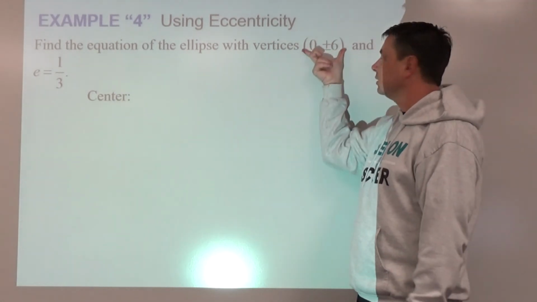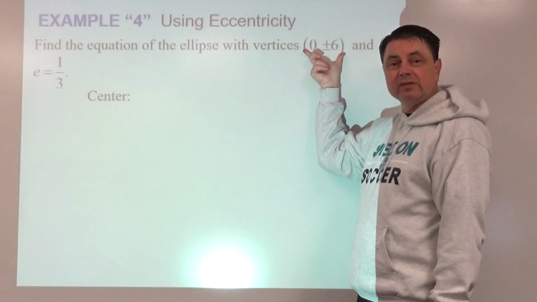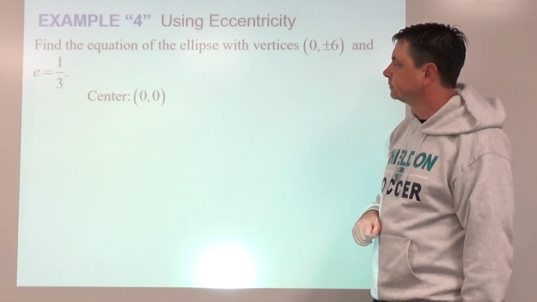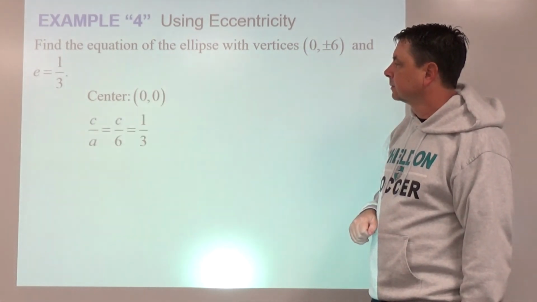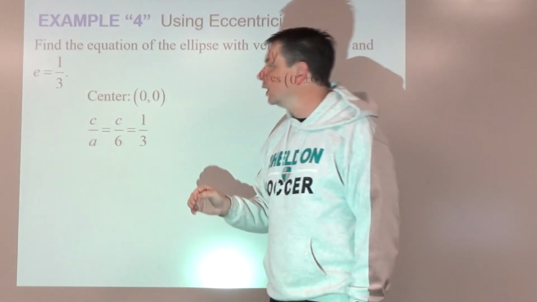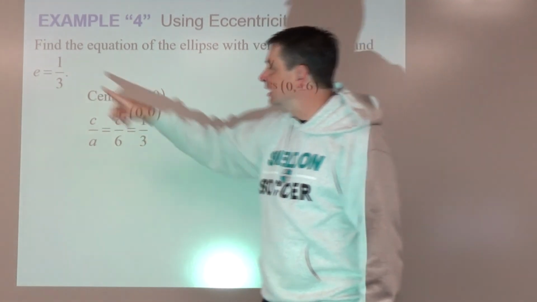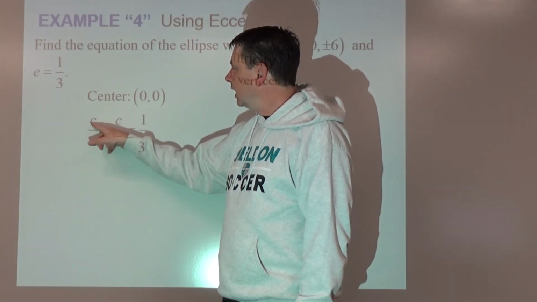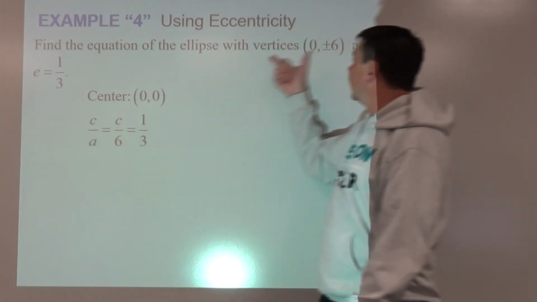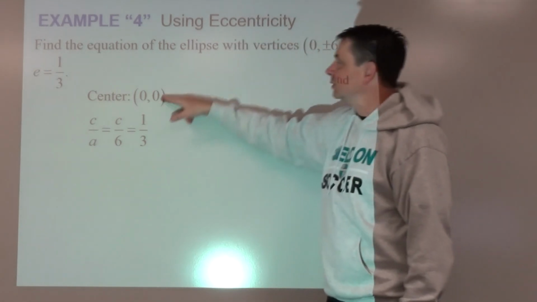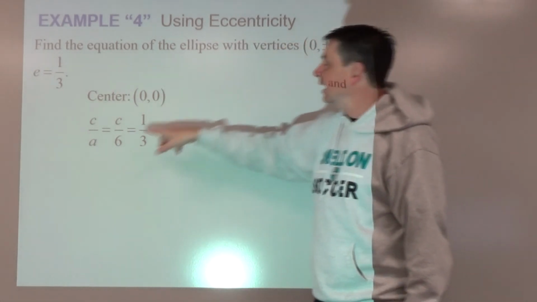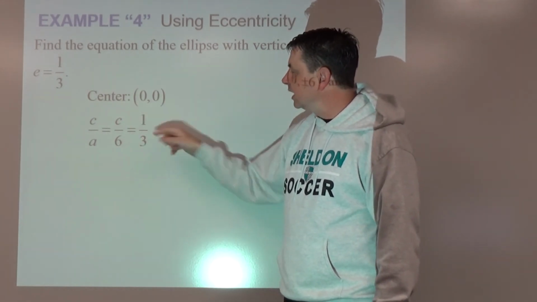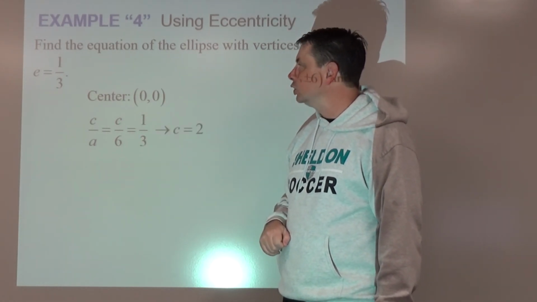Well, the center is halfway between 0, 6 and 0, negative 6. That would be the origin. Then we've got our equation that says the eccentricity is c divided by a, which is 1/3. And we don't know c, but we do know a. a comes from right here, from the distance from the center to a vertex. a is 6. So if we cross multiply, we're going to find out that c is 2.